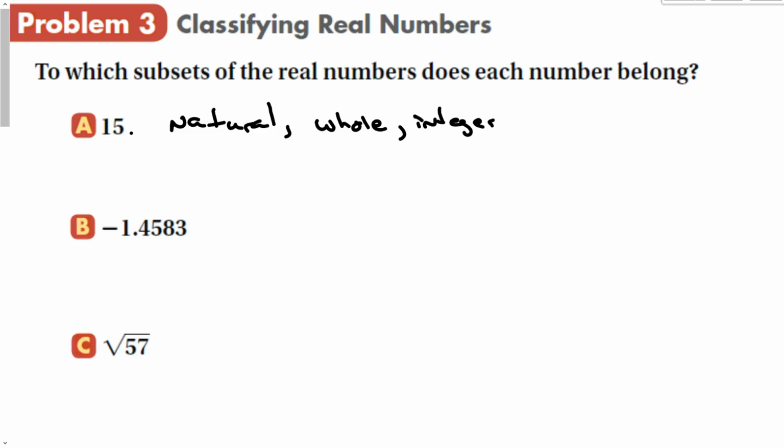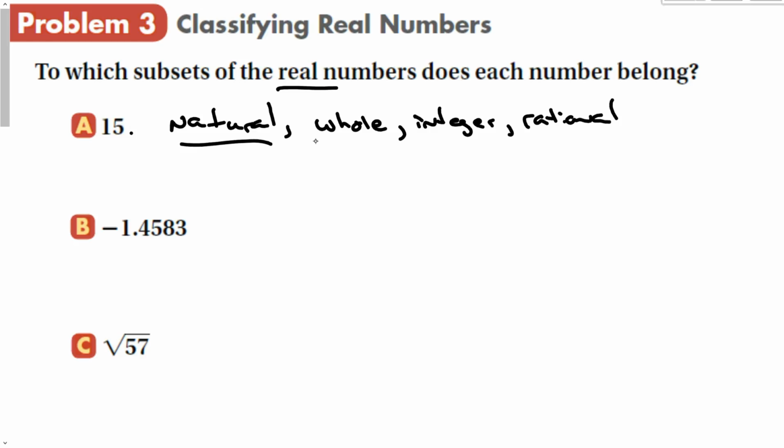It is also rational. Okay, it's all those things. And of course, it is also real. All these numbers are actually real. So we have natural, whole, integer, and rational. Because it has no decimals, it's one of the counting numbers. That's what makes it natural.